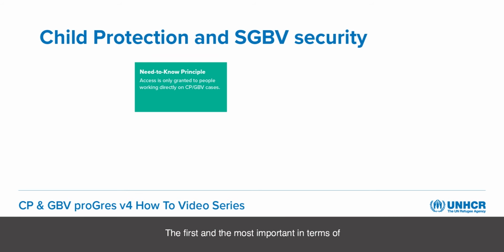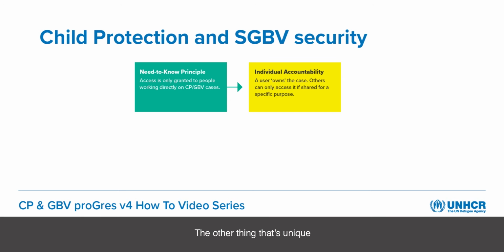The first and the most important in terms of how our security is set up is this concept of the need to know principle. Access should only be granted to people working directly on child protection or GBV cases. So if I am not providing services to a child protection case or playing a part in the case management of that case, I should not have access to that case. The same thing being for GBV.